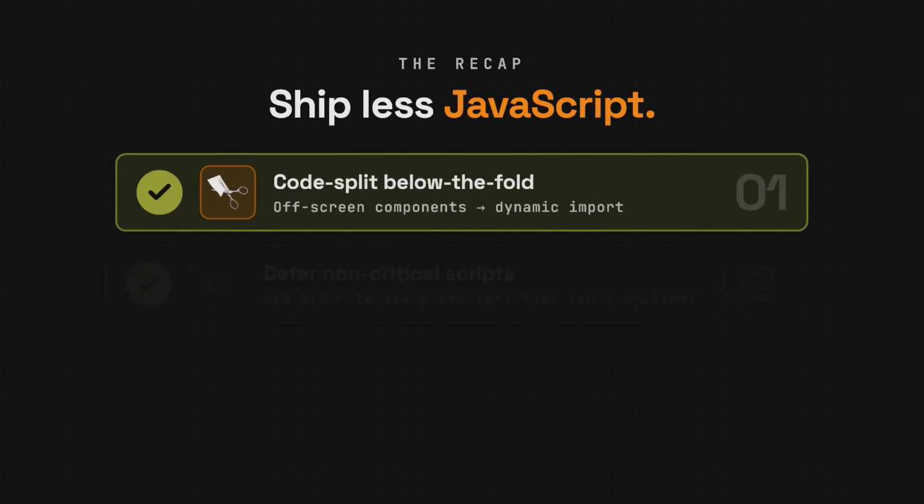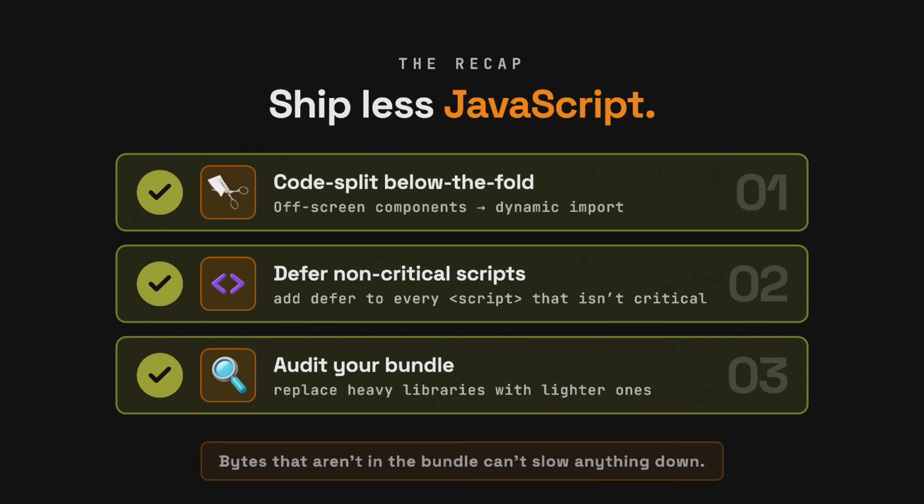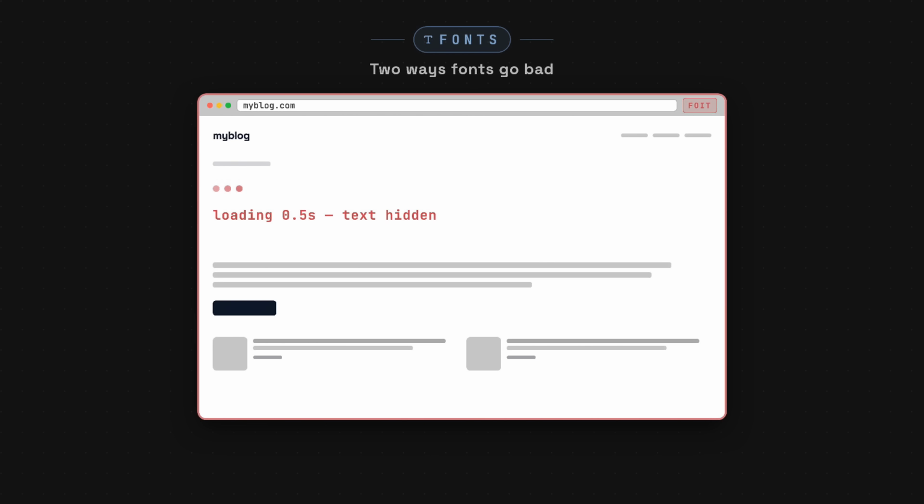All 3 ways boil down to the same thing. Ship less JavaScript. Bytes that aren't in the bundle can't slow anything down. Fonts have 2 ways of going bad.